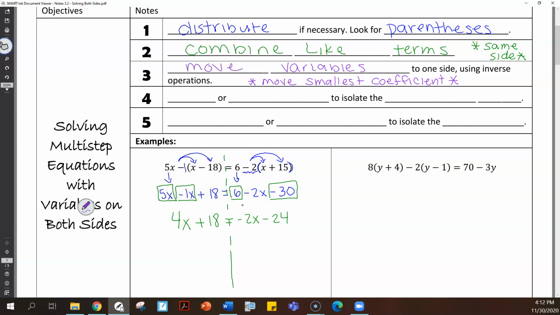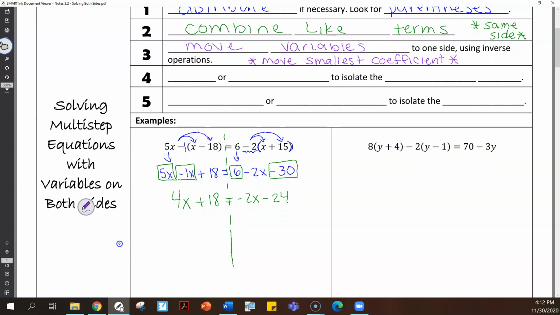So if I'm looking at this, I have 4x on this side, I have negative 2x on this side. In my mind, negative 2x is the least, so that's the one that I'm going to want to move. Now, this gets a little tricky because I do need to use inverse operations. So I want to move my negative 2x so that it's over here on this side with this x.